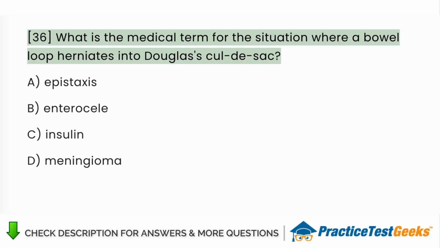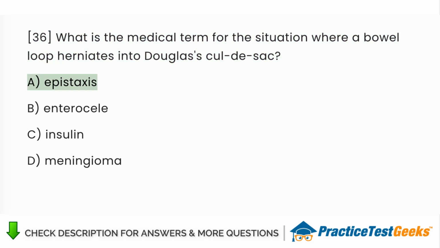What is the medical term for the situation where a bowel loop herniates into Douglas's cul-de-sac? A. Epistaxis. B. Enterocele. C. Insulin. D. Meningioma.